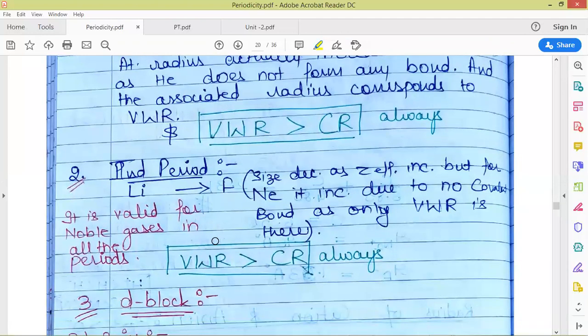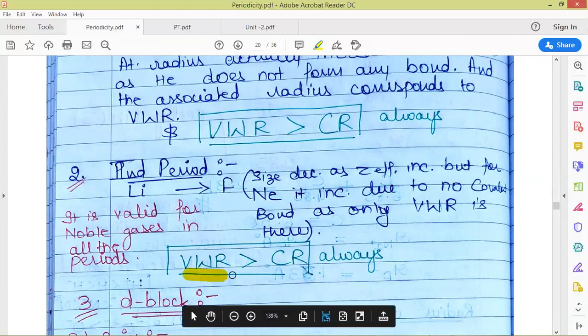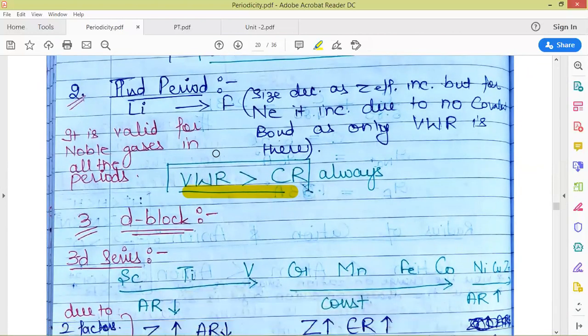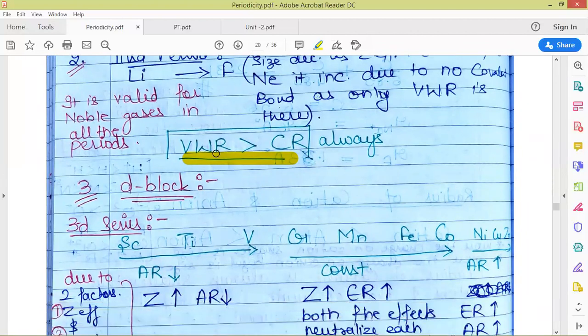Same is the case with the second period. As we move from lithium to fluorine in the second period, Z effective is increasing, but for neon, the atomic radius increases, although Z effective is increasing. This is because this atomic radius is the van der Waals radius, not the covalent radius, and van der Waals radius is always bigger than covalent radius. This is because neon doesn't form any covalent bond, ionic bond or metallic bonding. In case of neon, just van der Waals bonding exists.